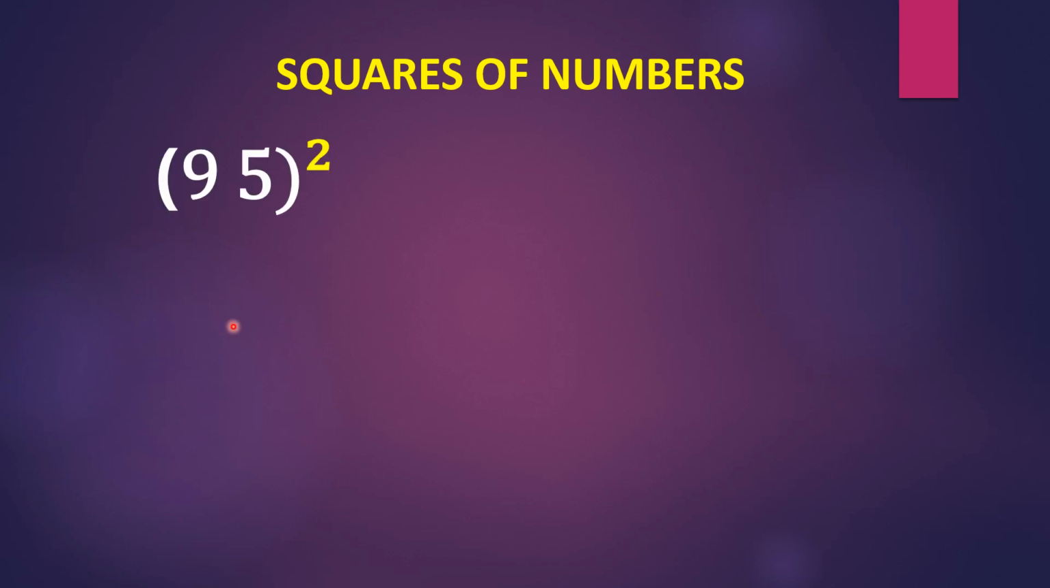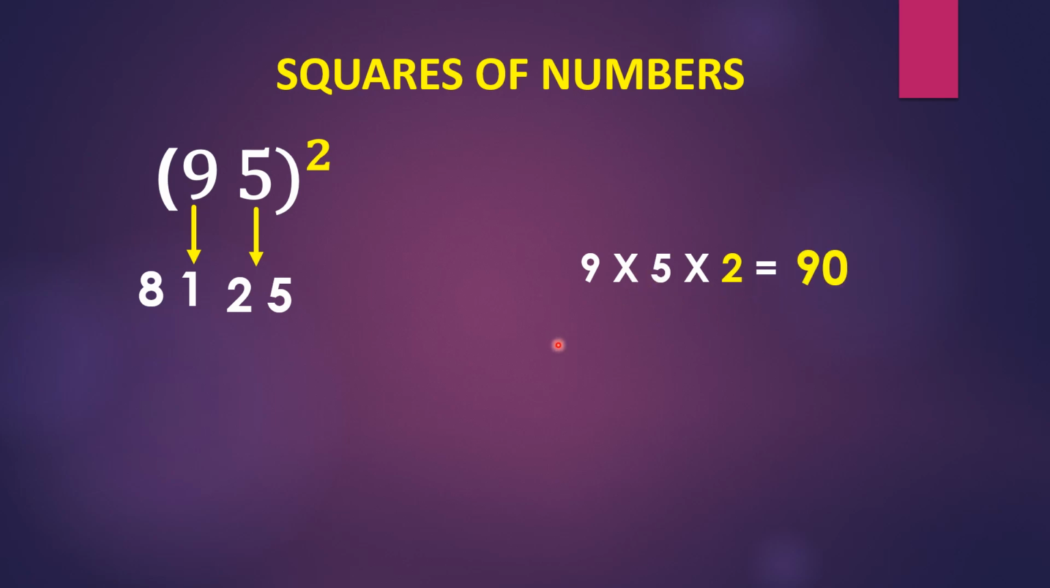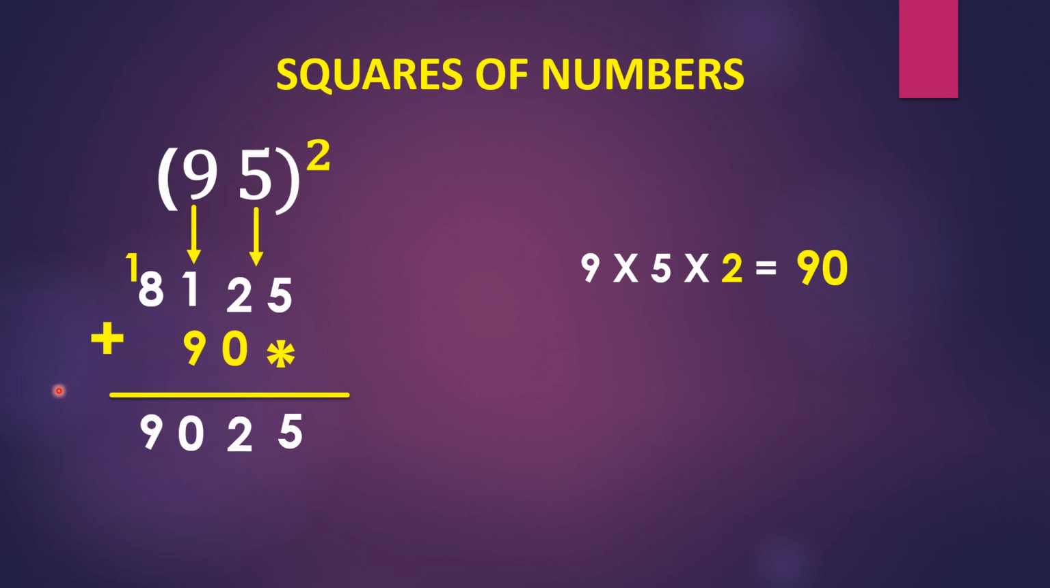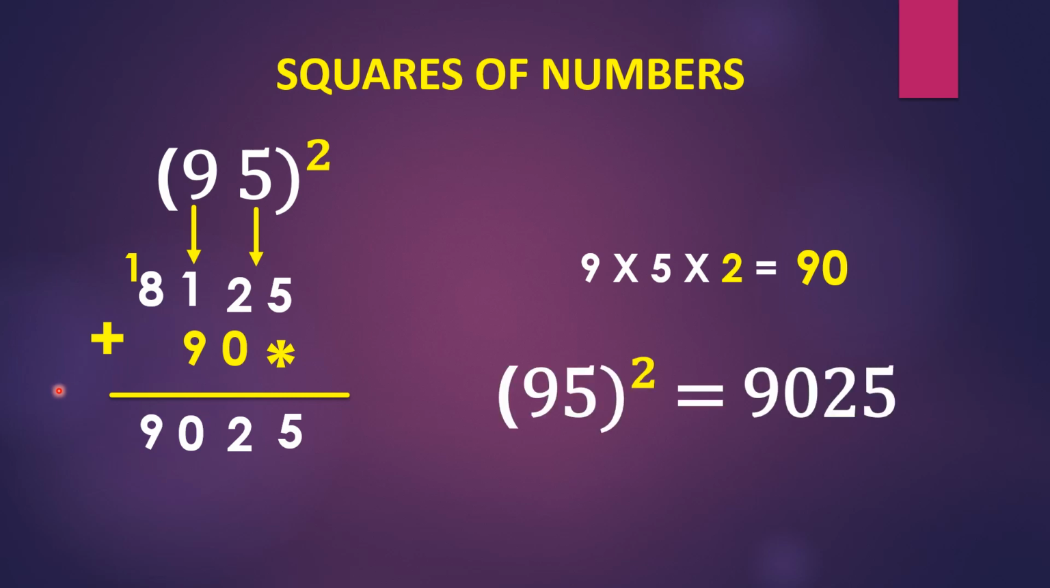One more example, 95. Again the same rule: 9 square, 81, 9 into 9; 5 square, 25. I'm doing directly now, 25. And the third step is multiply 9 into 5 into 2. Here also you can see 2 5s are 10, it will be easy. 2 5s are 10, 10 9s are 90. So add this 90 to this number, leaving the units place. So 5, 2, 10 and 9, 9025. So 95 square is 9025.